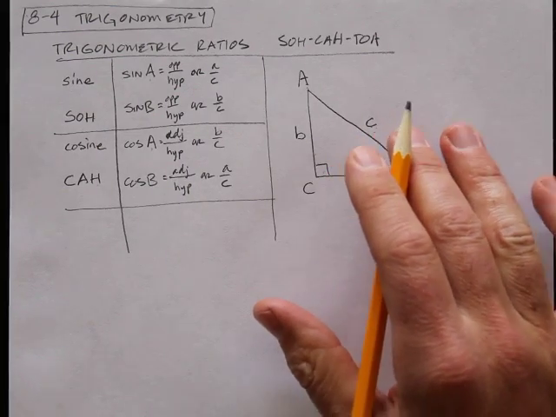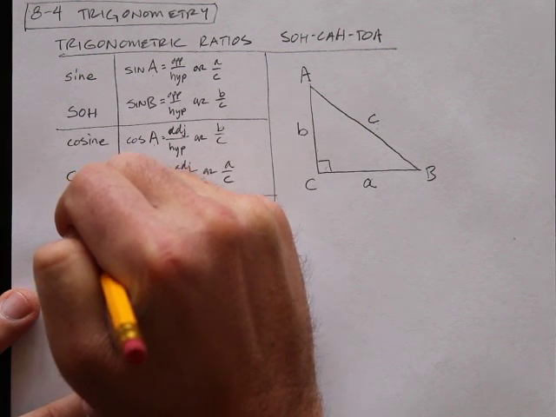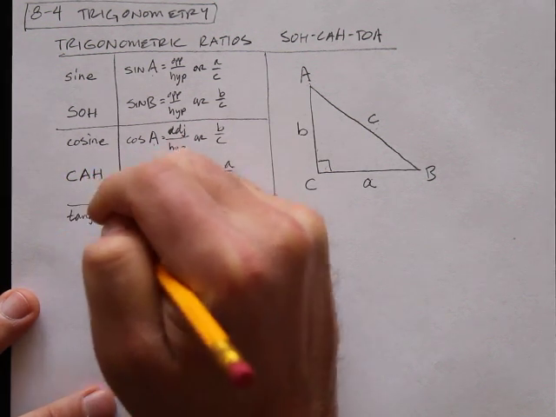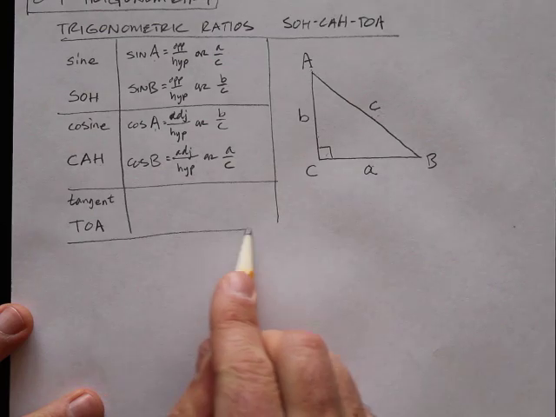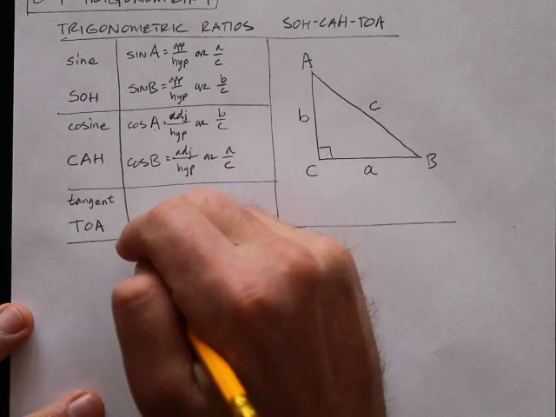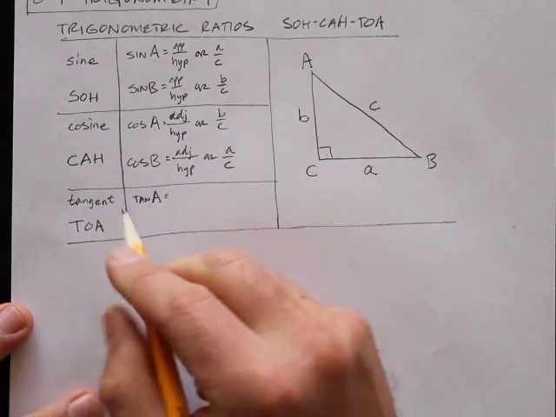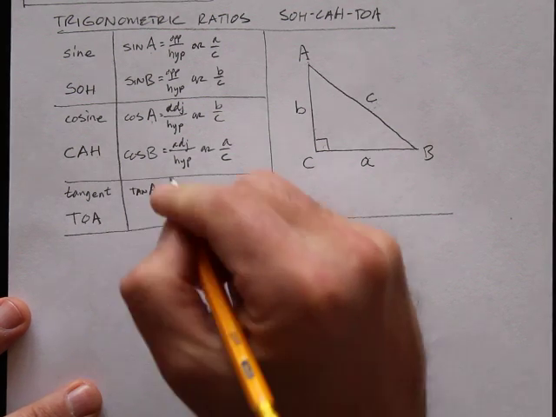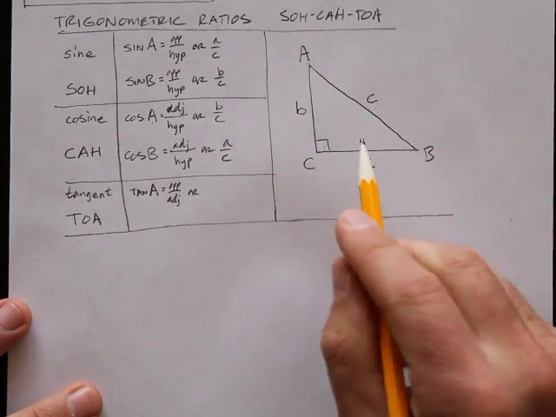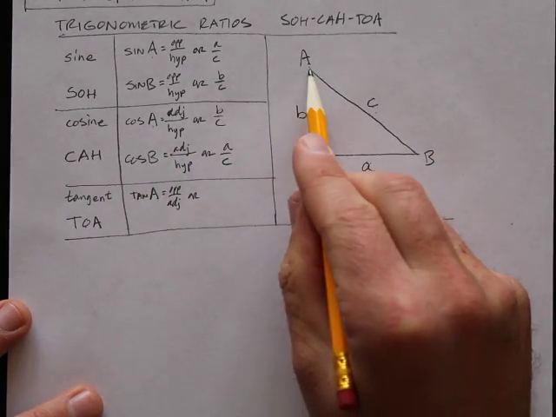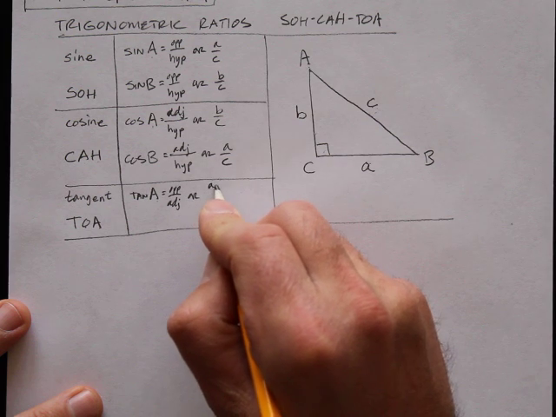Now there's one more trigonometric function that we're going to learn, or ratio, which is tangent. And tangent, we use TOA. So tangent of A is opposite over adjacent. Tangent of A, opposite, which is A, over adjacent, which is B. A over B.